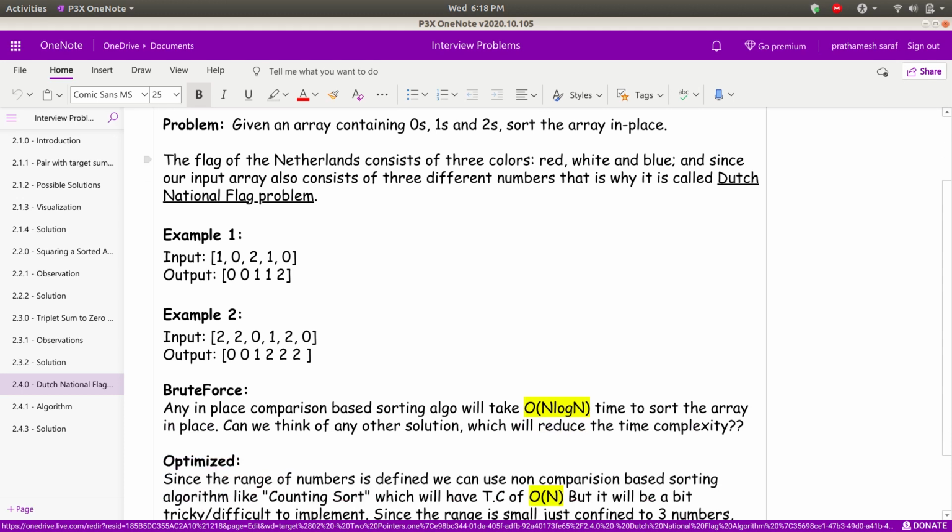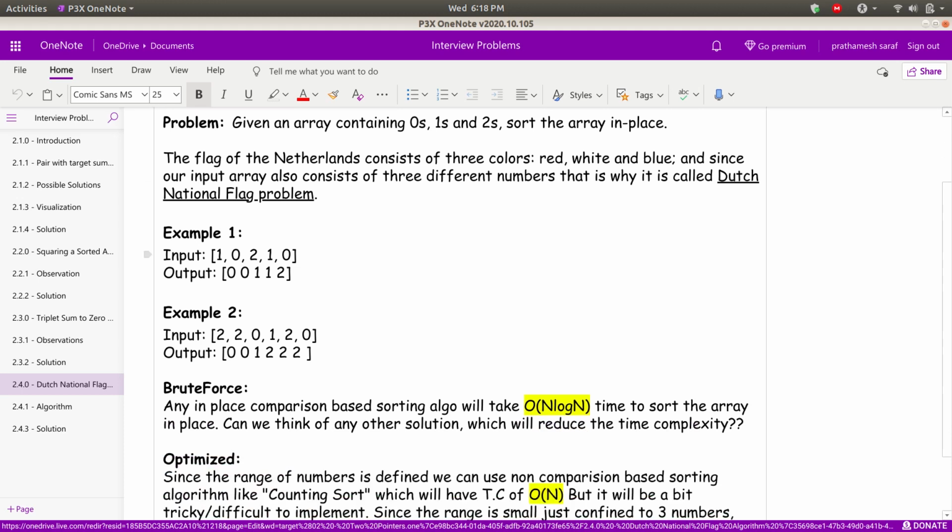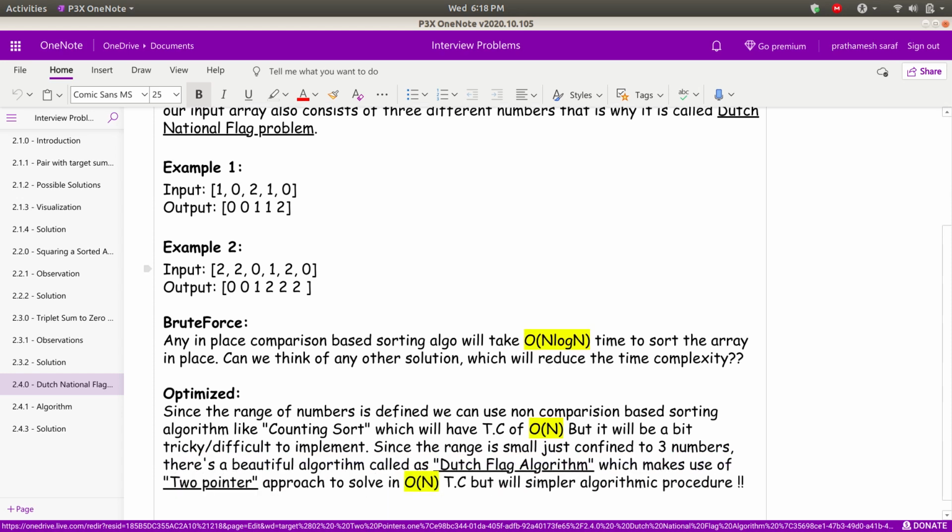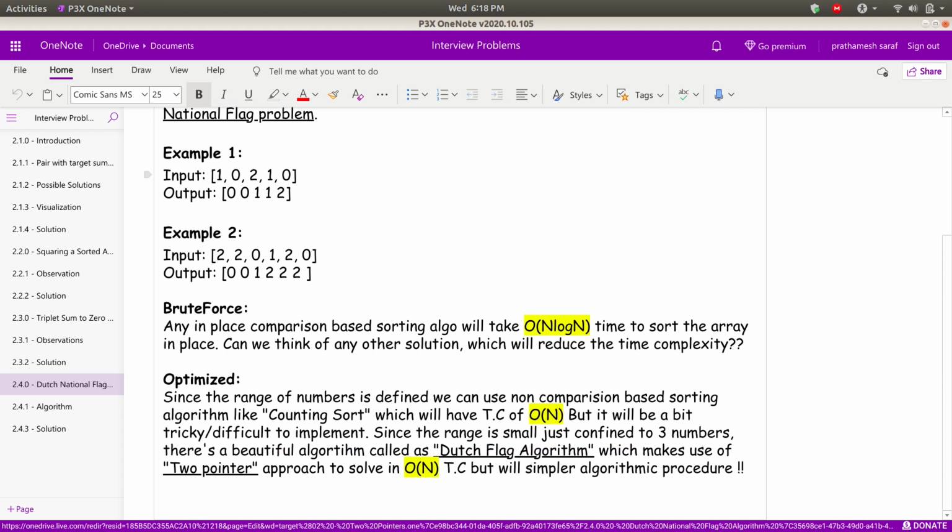Okay, so let's see the example. The input is 1 0 2 1 0. After sorting, it becomes 0 0 1 1 2. Again, the sample input is this, and the output is this. Now let's see why we need this approach.